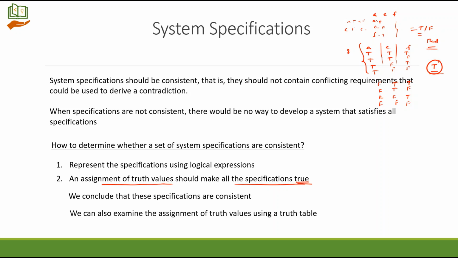We can also examine the assignment of truth values using a truth table. That's what we do here. But till 3 variables, it goes for 8 rows. When you take 4 variables, it will go for 16 rows. When you take 5 variables, it will go for 32 rows. There is also a possibility where you will never get true in the final column. If that is the case, we can say the specifications are not consistent. When you don't get true anywhere, it is not consistent. Wherever you get true in the final column, that time we can say it is consistent.